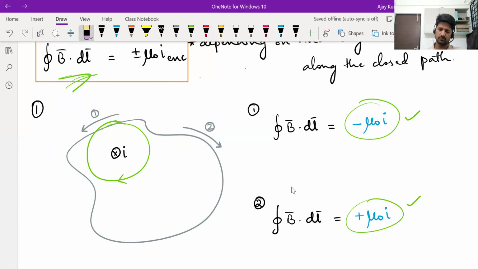Isha, is this clear? Isha, Yashmit. Yes, sir. Okay. Yes, sir. Right.